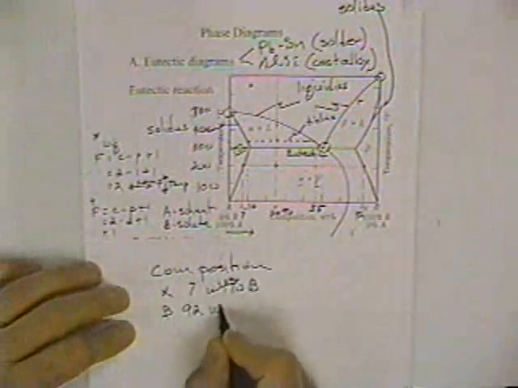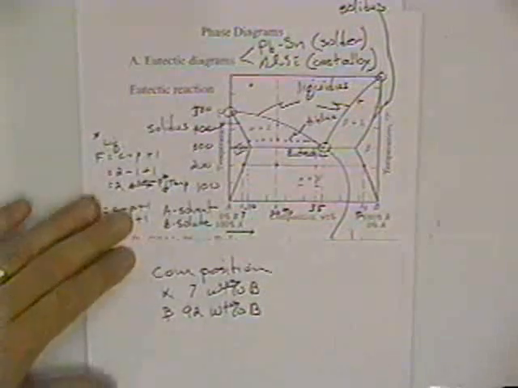So up to 7% of B is soluble in A at this temperature, and the percentage of B is 92 weight percent B, which says that how much A is dissolvable in B? I hope you're saying 8. 8% A is dissolvable in B. So that would be the compositions.